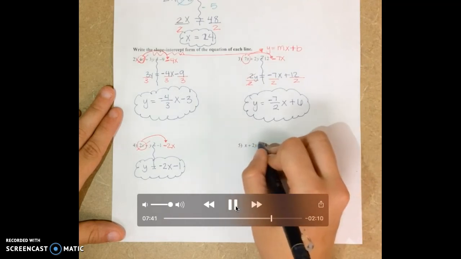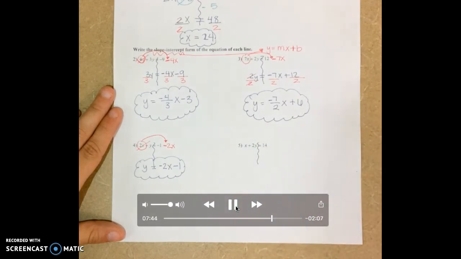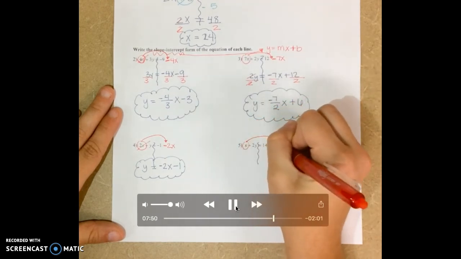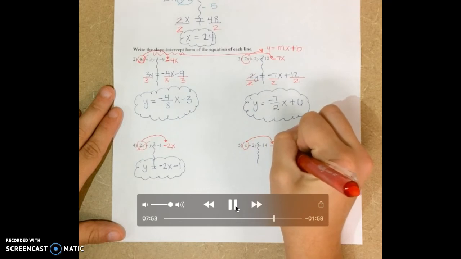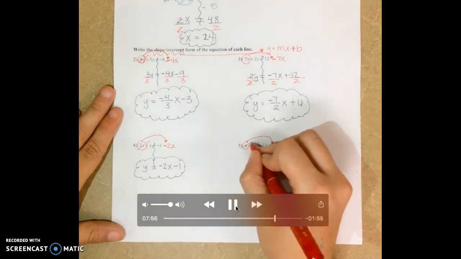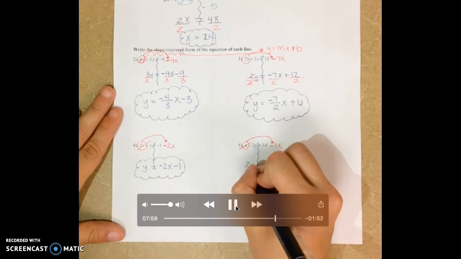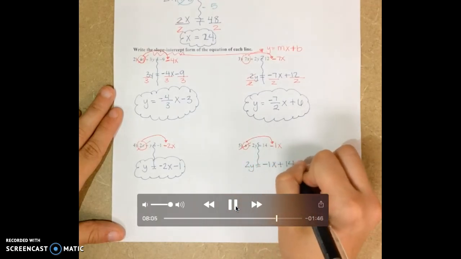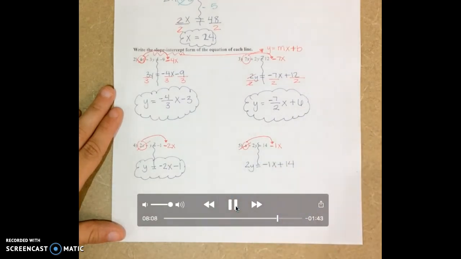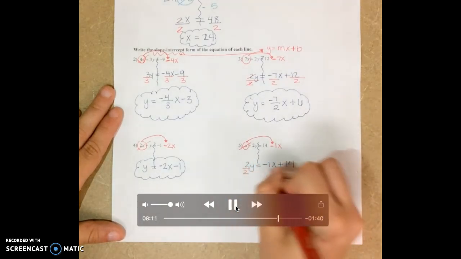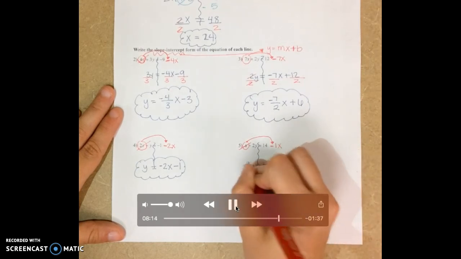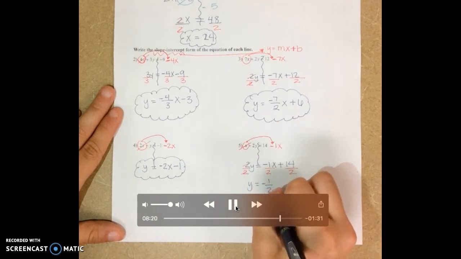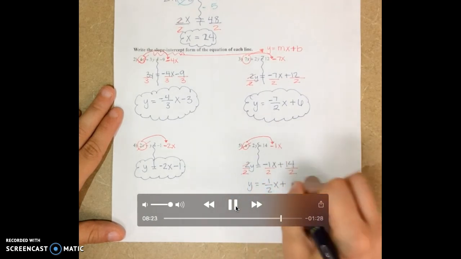Number 5. Same steps, move the x to the other side. So if it's a positive x, we're going to do minus 1x. It goes away. So I end up with 2y equals negative 1x plus 14. See how the 2 is still there? Now I still have to divide it because it has something in front of it. Divide by 2. And everything gets divided by 2. Don't pick and choose. Y equals negative 1/2 x plus 7.